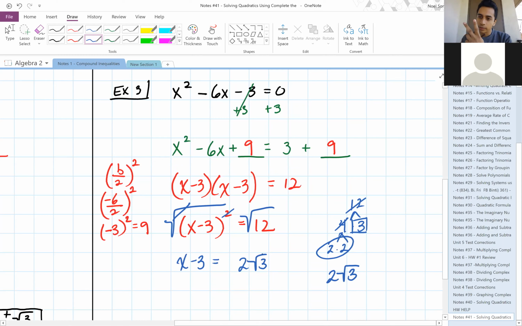But because we were solving, we're looking for 2 solutions. Don't forget the plus or minus here. So we're almost done. We just need to move the -3. Want to add 3 to both sides.